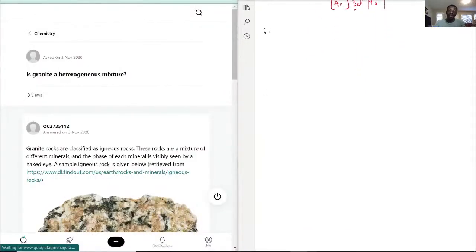Is granite a heterogeneous mixture? Okay, so the first thing we have to understand is what it means to be a heterogeneous mixture, and what that means relative to a homogeneous mixture.